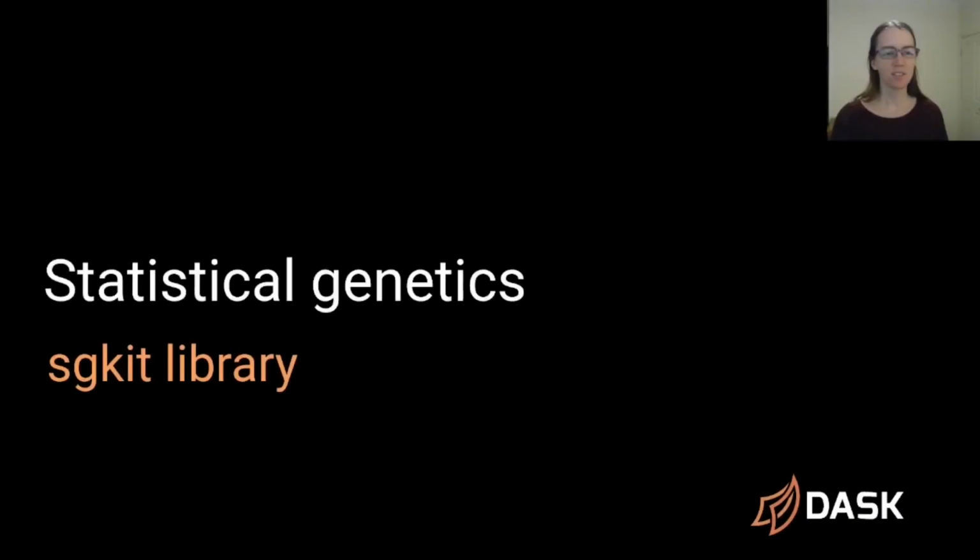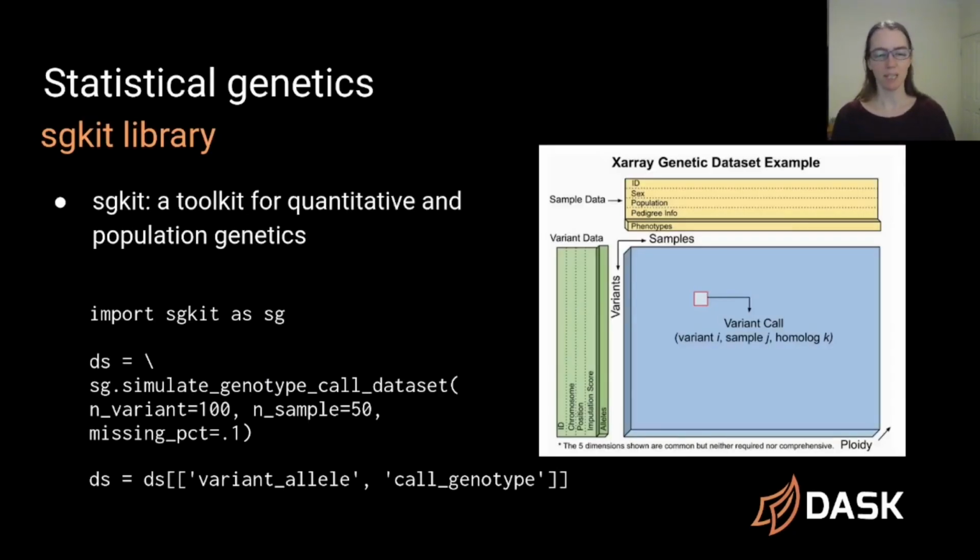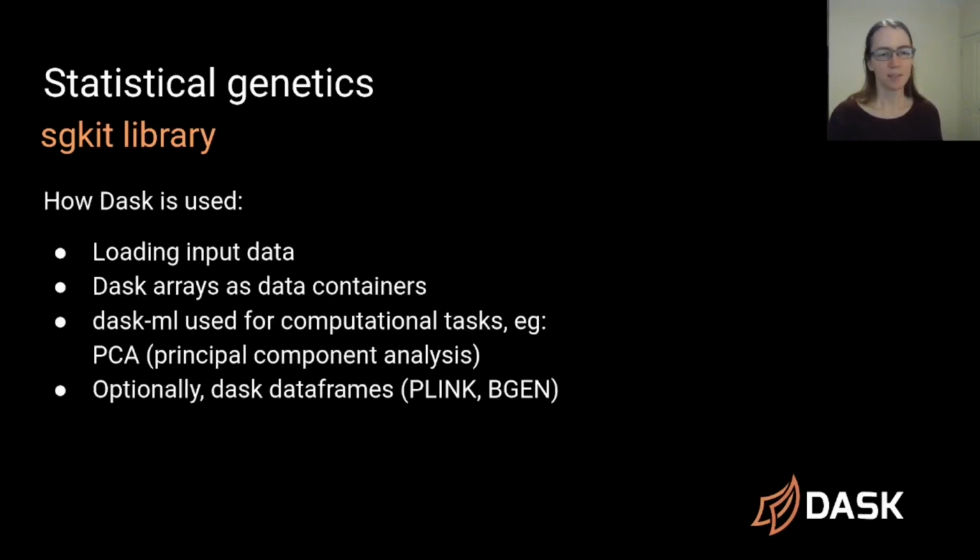sgkit is a general purpose toolkit for quantitative and population genetics. Now, this is a field with extremely large datasets. It's not uncommon to see data from hundreds of thousands of individuals with millions of variant markers genome-wide. Now, Dask is used fairly extensively in sgkit.